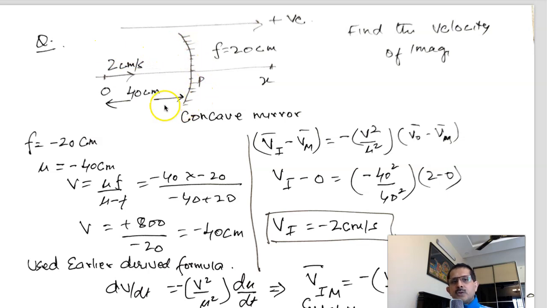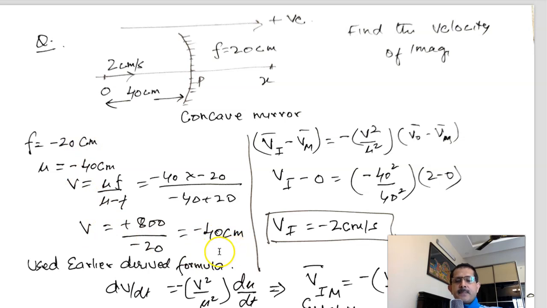facing the mirror. So the direction of u is always from pole to the object, which is in opposite direction. Pole to object is this direction, which is opposite to incident ray. So hence u is equal to minus 40 centimeter. v is equal to uf by u minus f. I just apply the formula using the signs here, which you see. I get v is equal to minus 40 centimeters.